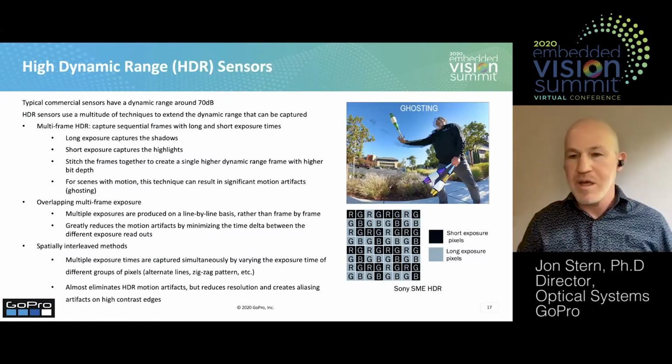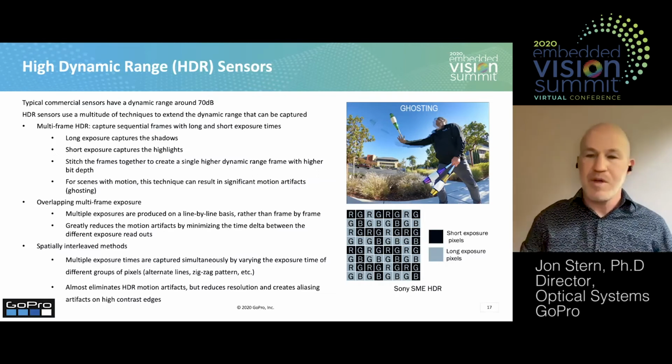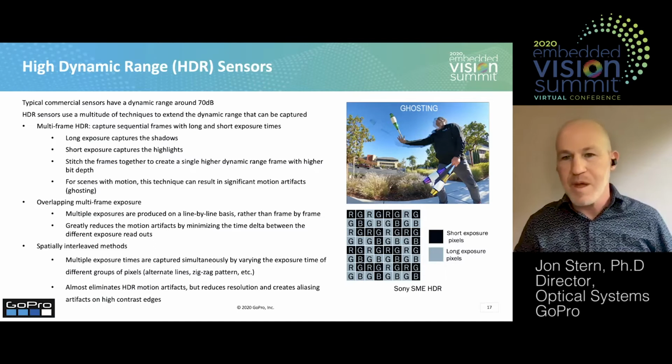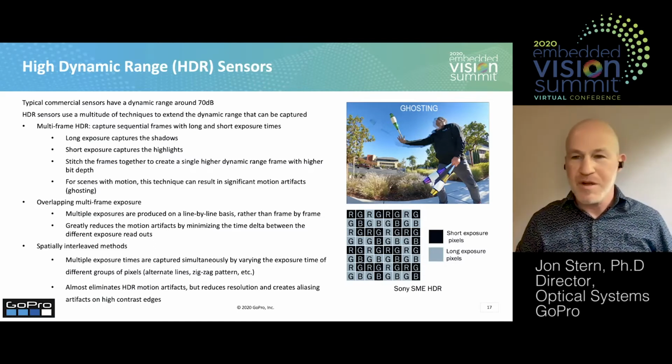You can see that in the image in the upper right, which shows someone at GoPro juggling. We don't all do this kind of thing all the time, but you can see their ghosting from their motion. That's, I will point out, an older generation of GoPro camera. We do much better than that today.